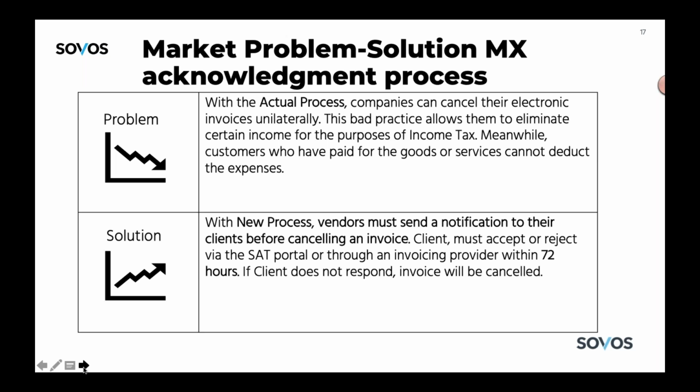For the new process, vendors must send a notification to their clients before canceling an invoice, and the client must accept or reject via the SAT portal within 72 hours. Okay? If the document is not acknowledged in a positive way within 72 hours, saying that it's accepted, it will be accepted by default.